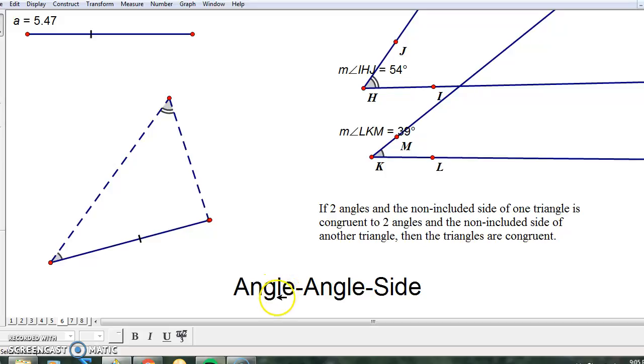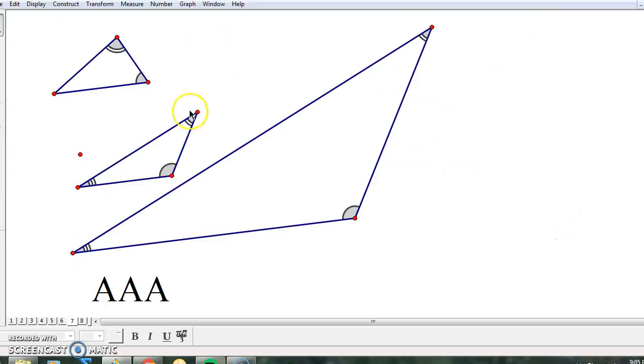So the bottom line is that if two angles and the non-included side of one triangle are congruent to two angles and the non-included side of the other triangle, it is going to form congruent triangles. Let's look at our next option. Our next option is angle-angle-angle.